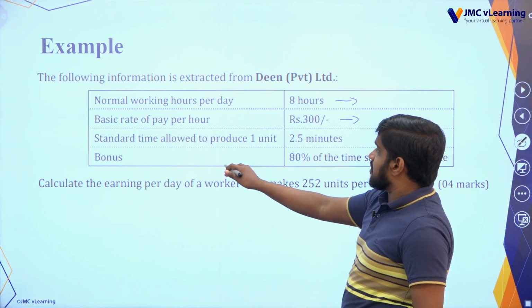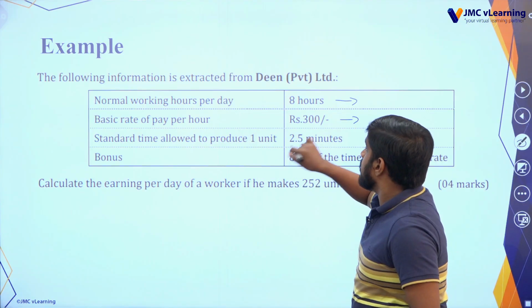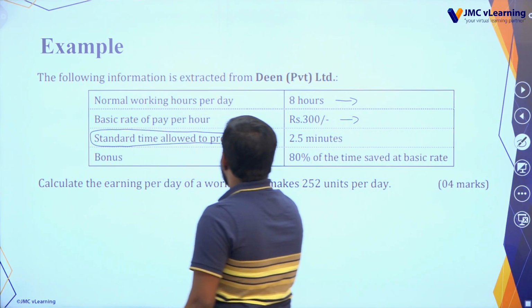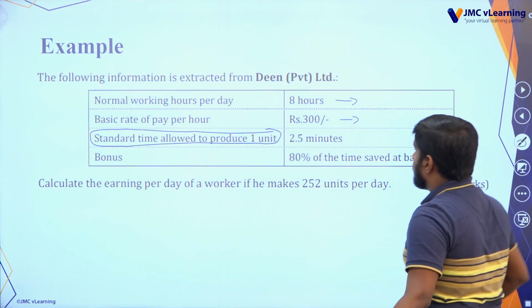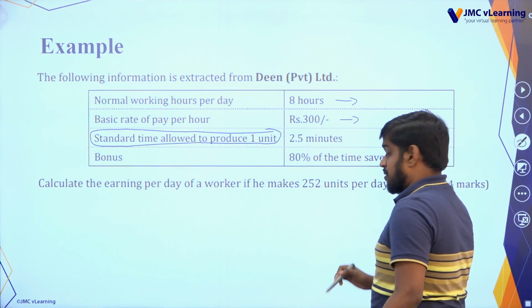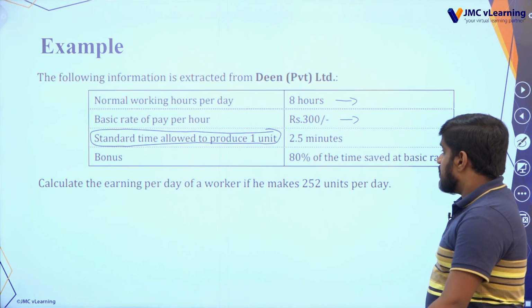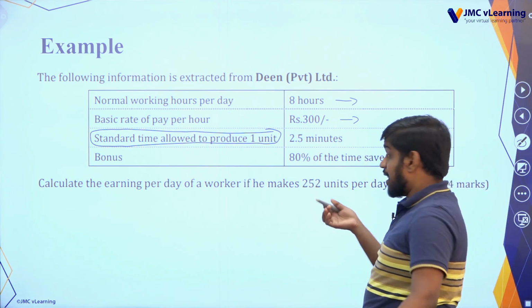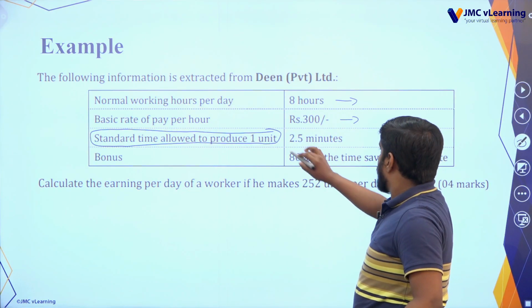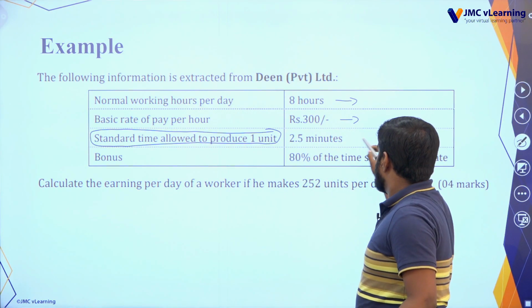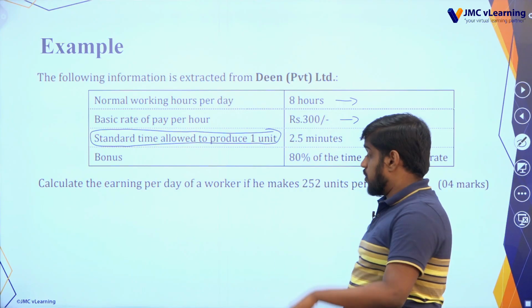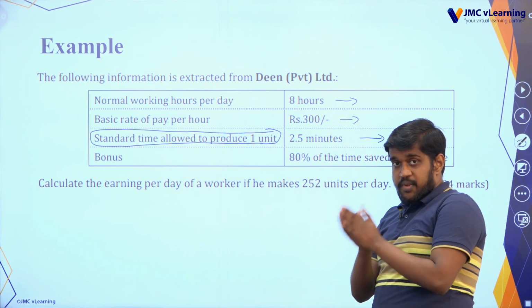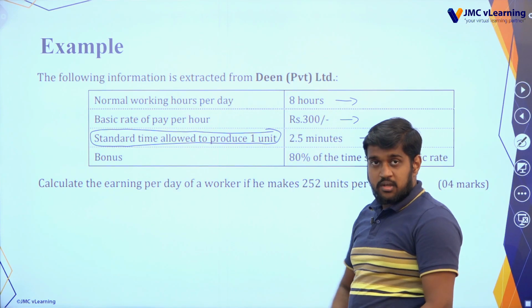Then they say standard time allowed to produce 1 unit. They provide standard time allowed to produce 1 unit is 2.5 minutes. That means for the purpose of producing 1 unit, they allow 2.5 minutes.